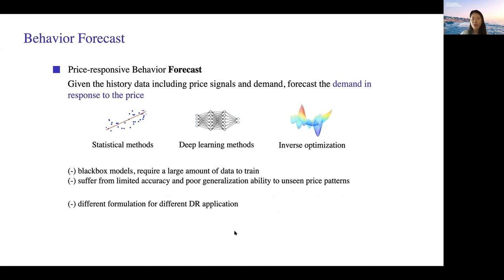Also, another topic of interest is the price responsive behavior forecast. That is, given the history data, including the price signals and the history demand, can we forecast the demand in the future? Existing literature includes statistical methods, deep learning methods, and inverse optimization. However, the first two are black box models, which require a large amount of data, and also suffer from limited accuracy and poor generalization to unseen price signal patterns. And the inverse optimization might require a different formulation for each demand response model.